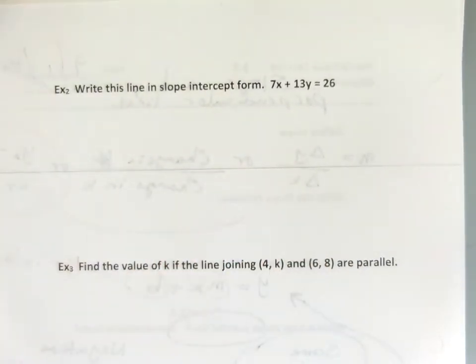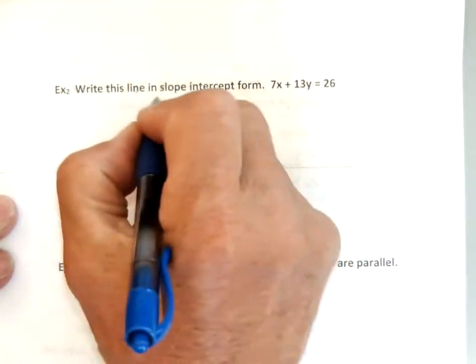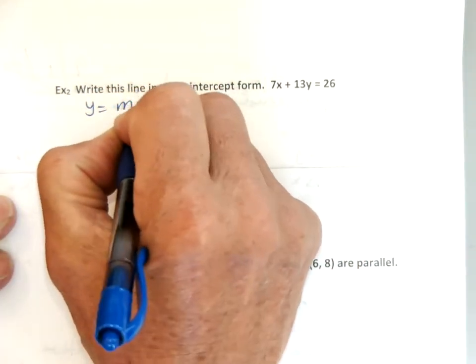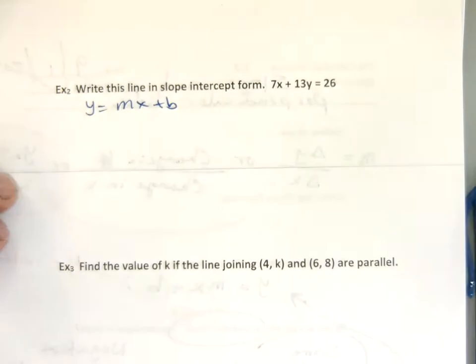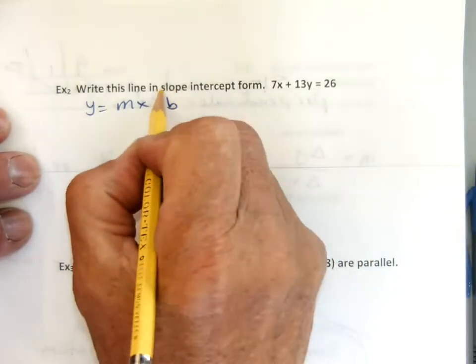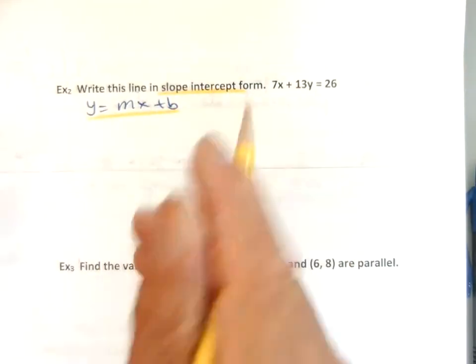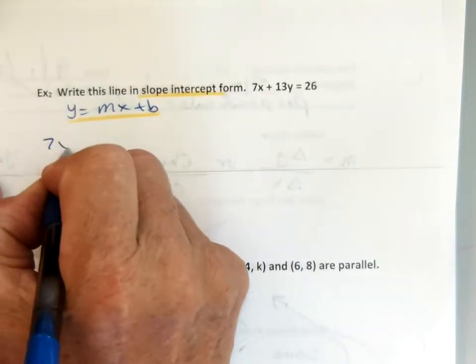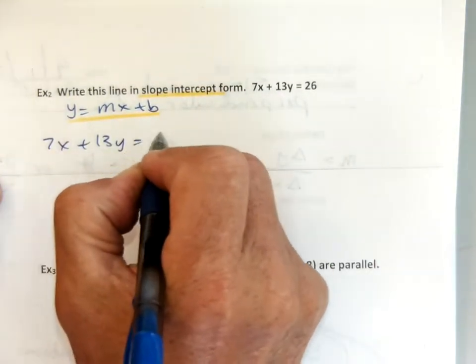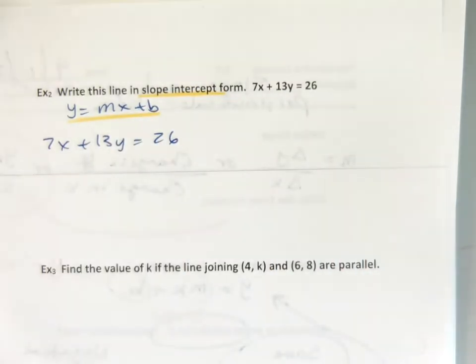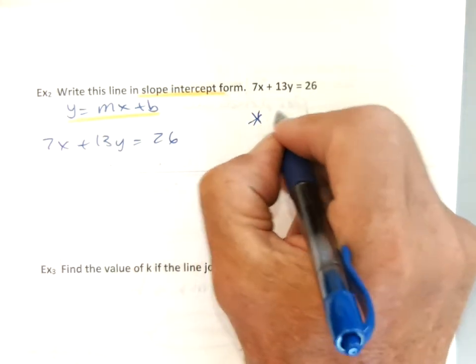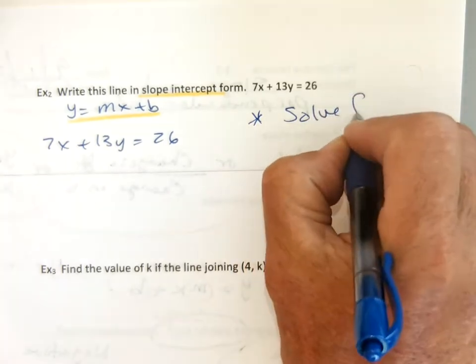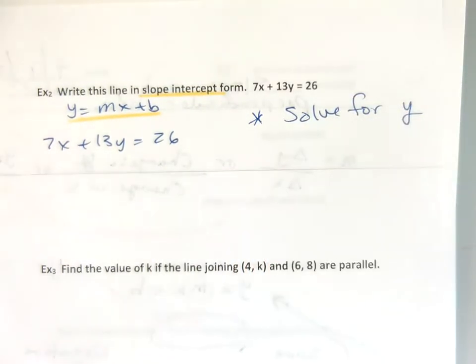Slope intercept form. Well, that's just y equals mx plus b, my slope intercept form, okay? So if I want slope intercept form, there it is. All right, so I have my 7x plus 13y equals 26. Let's solve for y, right?